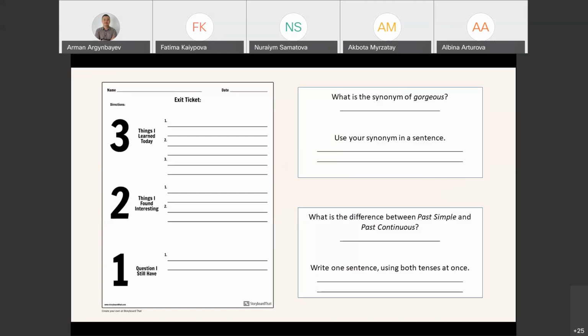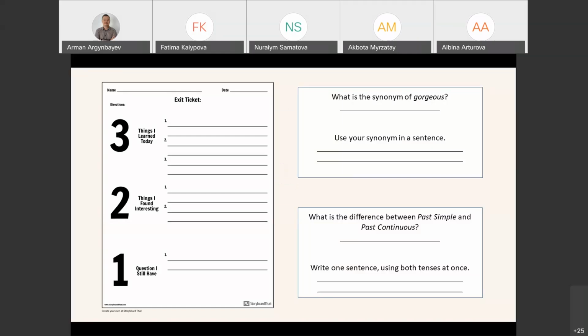All right, here are examples of exit tickets. There are 3 examples. The biggest one is on the left. Look, directions: 3 things I learned today. So students must write 3 things they learned today, 2 things they found interesting, and 1 question I still have.